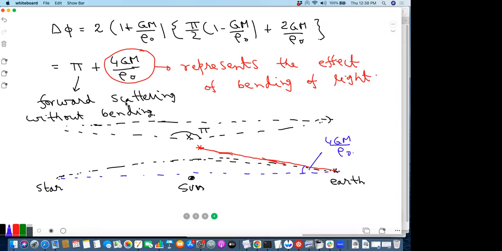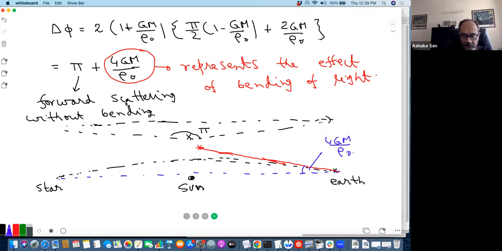How do we estimate rho 0? I'll tell you how to estimate rho 0. Let me now describe the experiment that was used.